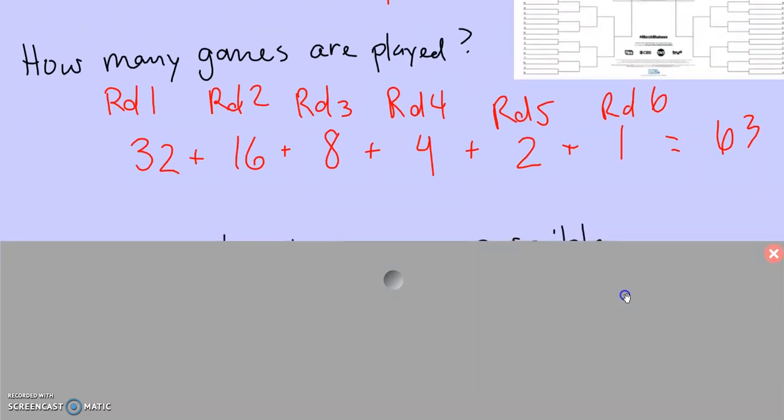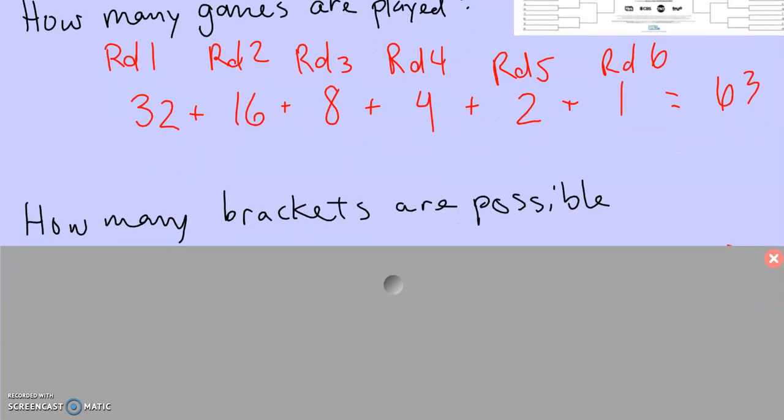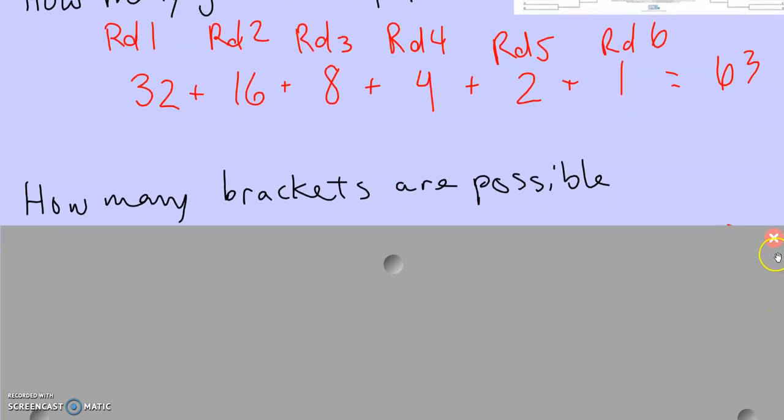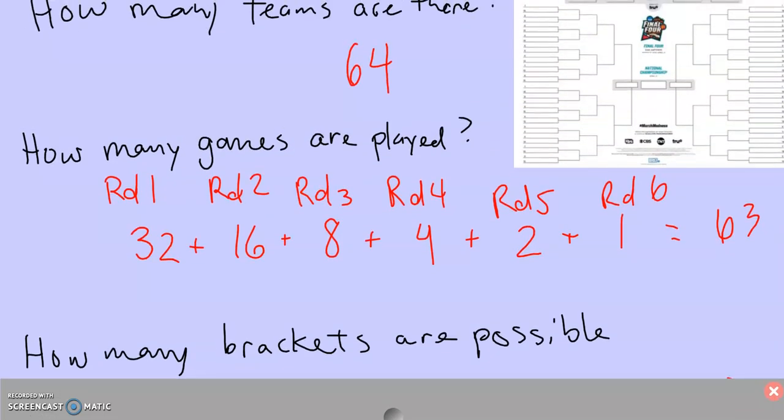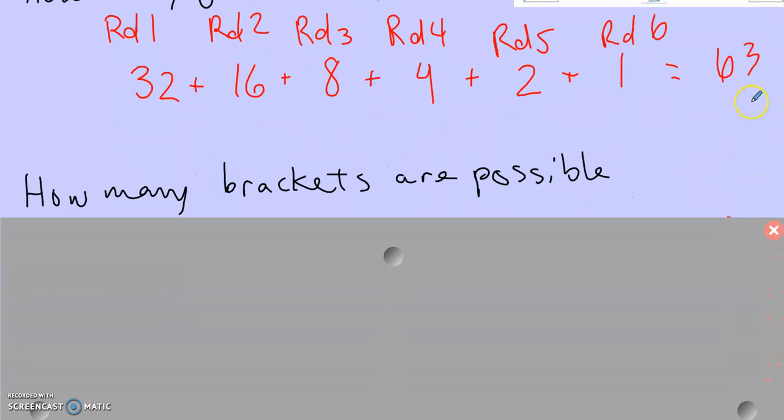Now this next question is, how many brackets are possible? This one's a little tough. Basically the idea here is every time there's a game, you have a decision to make, and there are 2 possible decisions. Either Team A wins or Team B wins, and you need to do that 63 times. This team or that team, 63 times in a row. And you can make a different choice for each game.